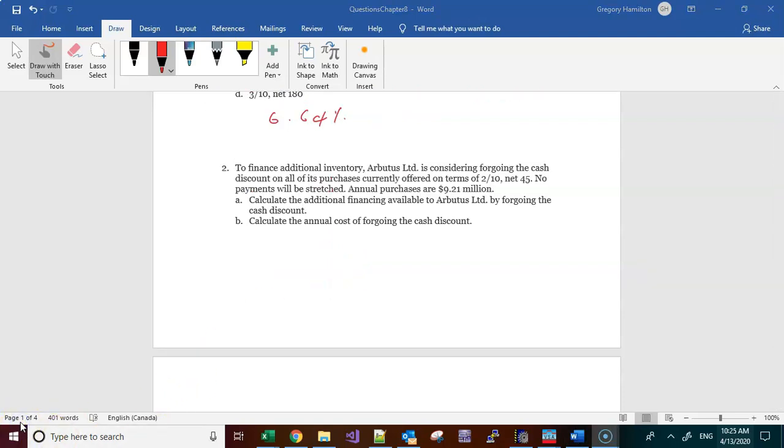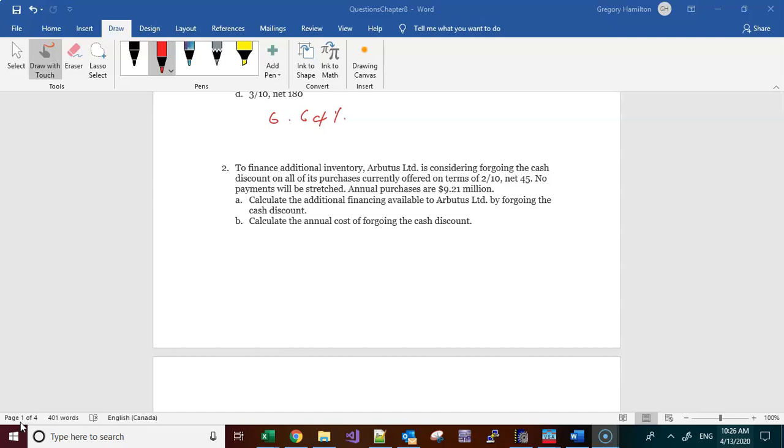Let's take a look at question 2. Question 2 says to finance additional inventory, Art Busters Limited is considering foregoing the cash discount on all of its purchases currently offered in terms of 2/10, net 45, meaning you can pay in full in 10 days and get a 2% discount, or otherwise you can pay in full in 45 days. No payment will be stretched.